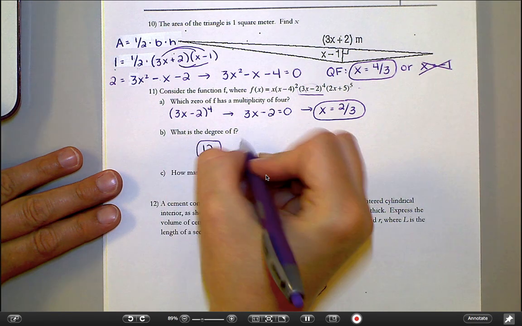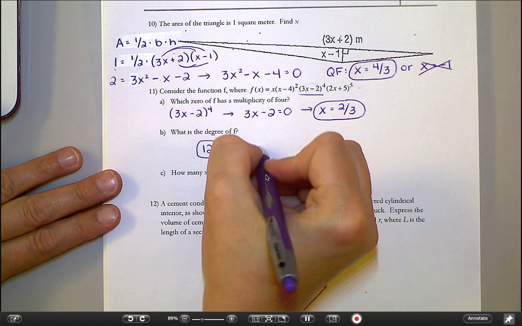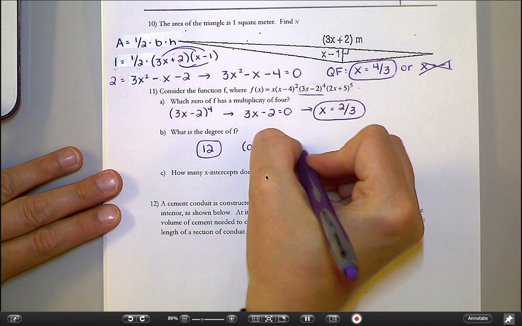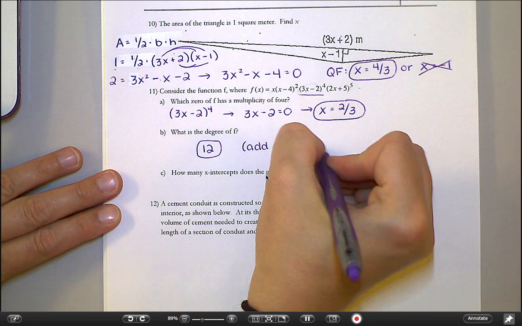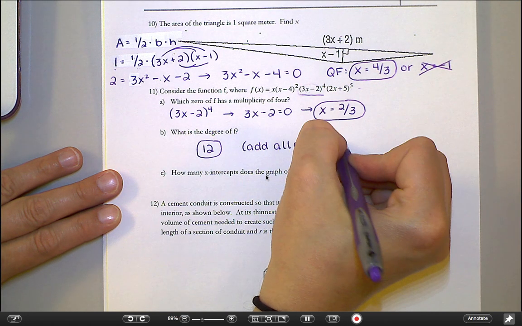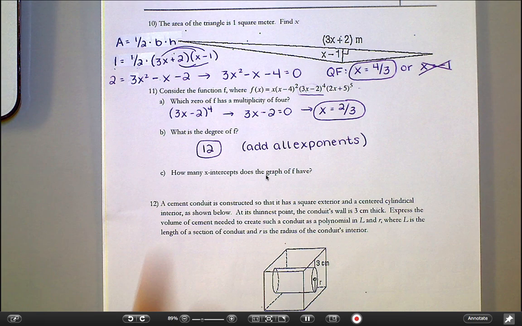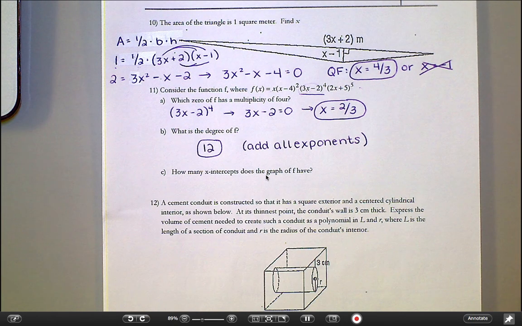And really what I did there was I added up all the exponents. Because if they're all being multiplied together, eventually they're going to get combined through addition. And that would be my highest exponent, a 12.